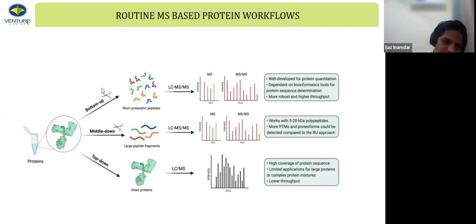In our laboratory, we routinely use all three approaches to confirm the structure of the molecule. Every technique has its own pros and cons, so when you actually start working on it, you will appreciate it. What is the reason for doing all these three strategies?